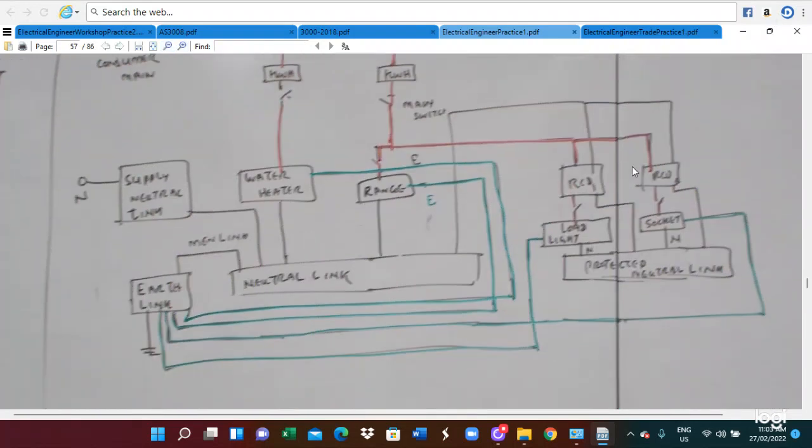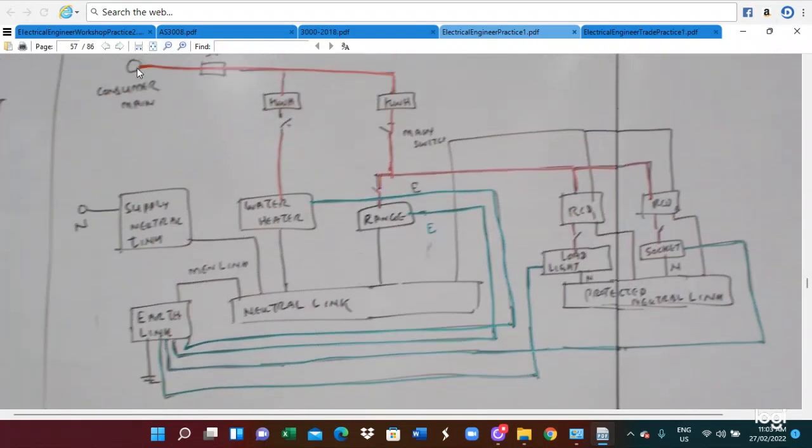So that will be the consumer main. Here is the kilowatt hour meter. This kilowatt hour meter supplies the water heater, and this kilowatt hour meter supplies the electric range. The neutral of the water heater goes to the neutral link. So this is the neutral link. Then the neutral link is connected with the supply neutral. So this is for the kilowatt hour meter for the water heater and electric range. So this is for the power connection.